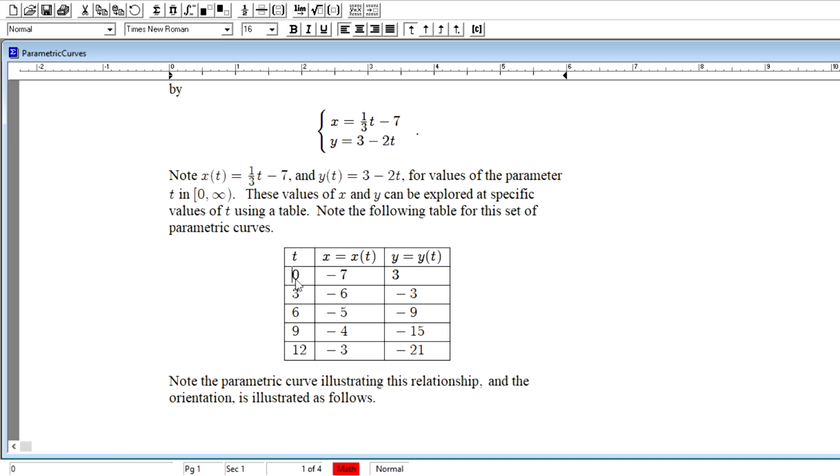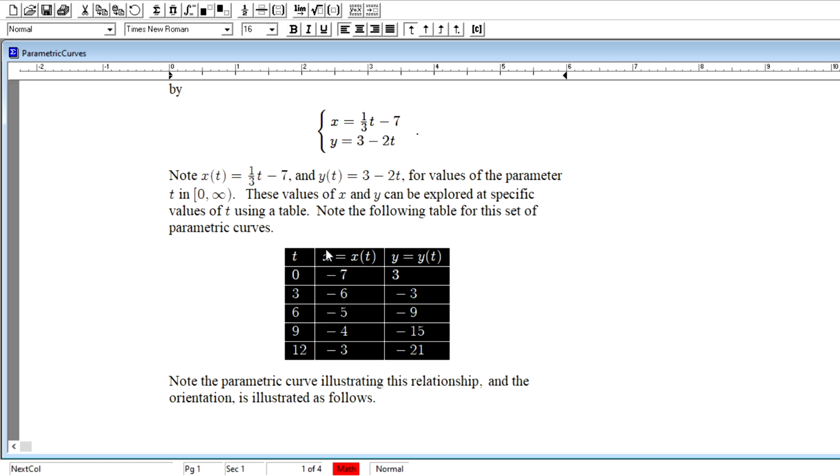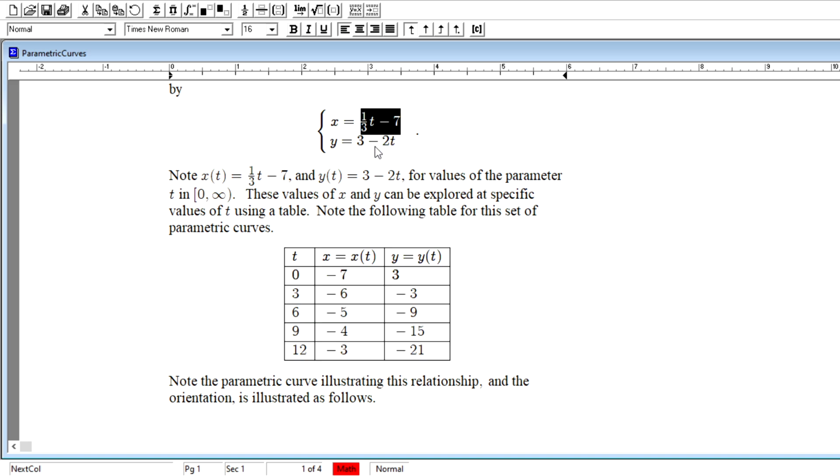We can notice here that if our parameter t is 0, x would be negative 7 in value given by this equation, and y would be 3 in value given by this equation. If t was 3 in value, we would see x is given by negative 6, and y would yield negative 3. If t was 6, x would be negative 5, and y would be negative 9. If t was 9, x would be negative 4, and y would be negative 15, and so forth.